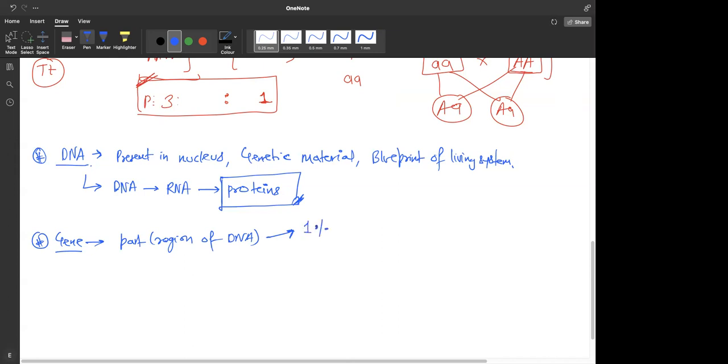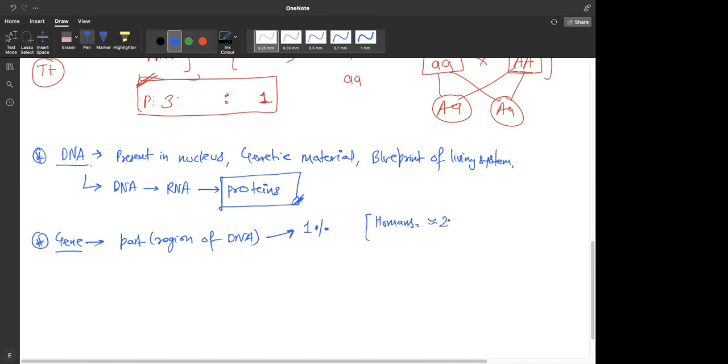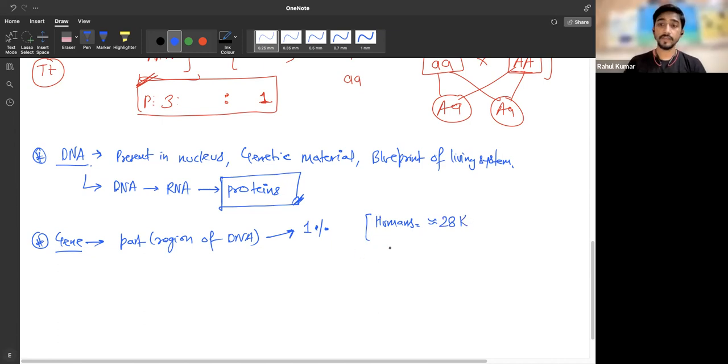So still let me take it as 1%. So only 1% of our DNA is active functional genes. You know how many genes humans have? Around 28,000 genes we have.